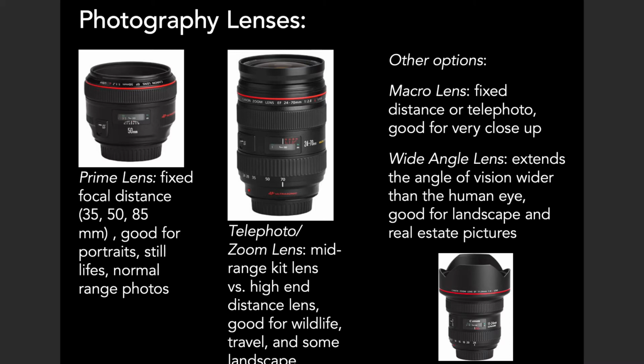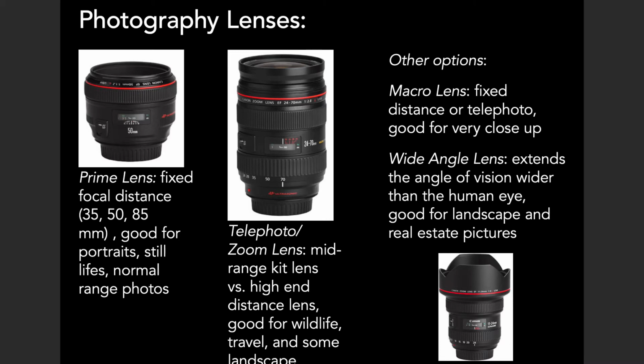Some other lenses you may come across either in your textbook or other photography reading or videos are macro lenses. A macro lens can either be a fixed distance lens or a telephoto lens, but they're designed to be able to photograph things close up. So they can focus on things really close and get details. They often have a really big aperture so you can blur out the background nicely.